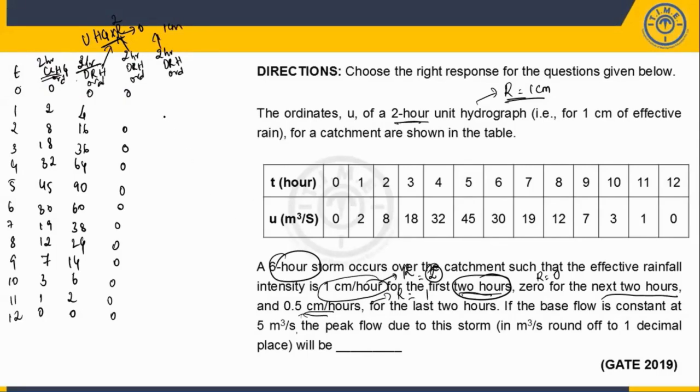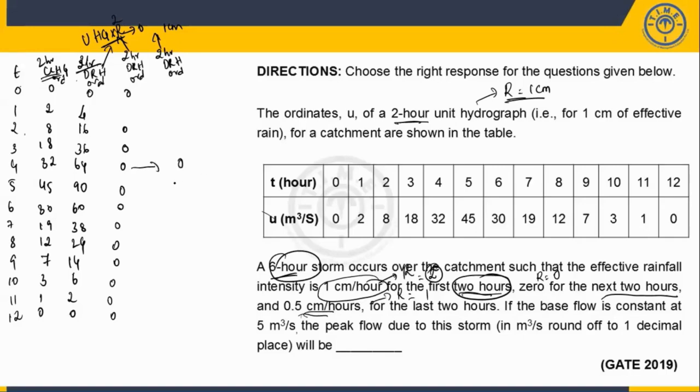1 centimeter. From where we need to start then? See, total 6 hours. First storm 0 to 2, next storm 2 to 4, next part of the storm 4 to 6. So we need to start from 4. So tell me the values now.